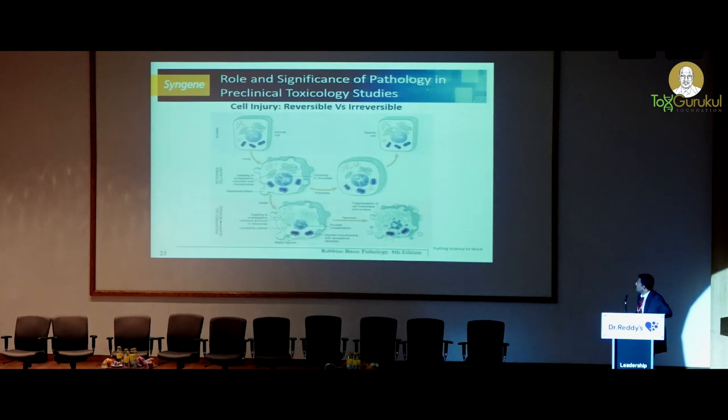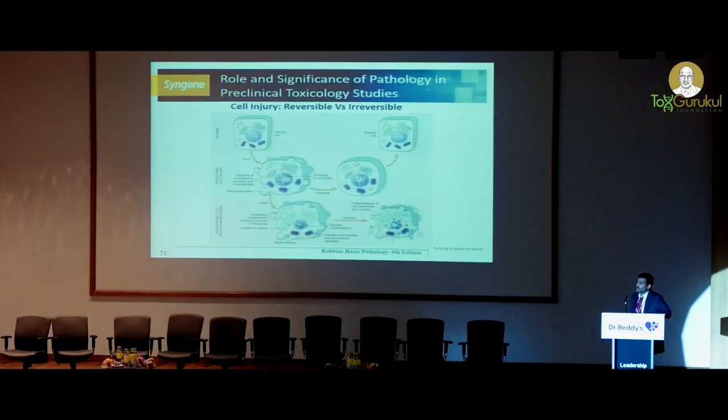So let's see what's happening at the cellular level. This is an individual cell with the nucleus and the nucleoli. These are mitochondria, lysosomes, and rough endoplasmic reticulum. When there is an injury, the initial stage is the reversible injury, although it is very difficult to detect at the microscopic level. This is what happens. The cell starts swelling in the reversible injury.